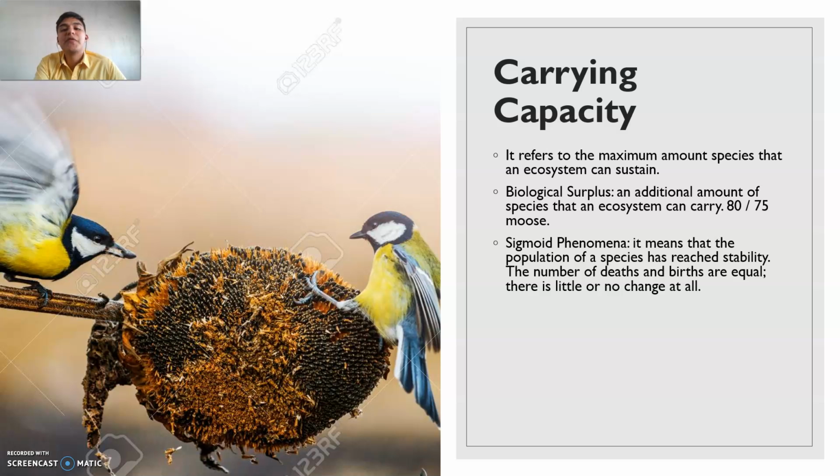We have sigmoid phenomena. It means that the population of a species has reached stability. The number of deaths and births are equal. There is little or no change at all.